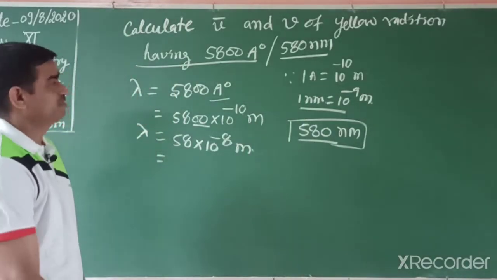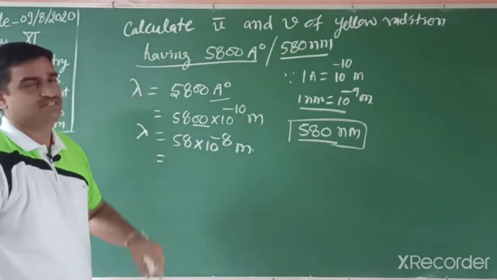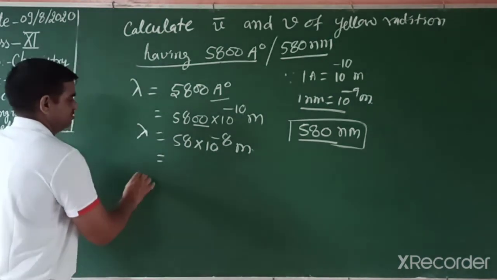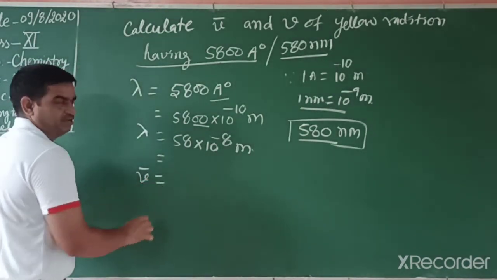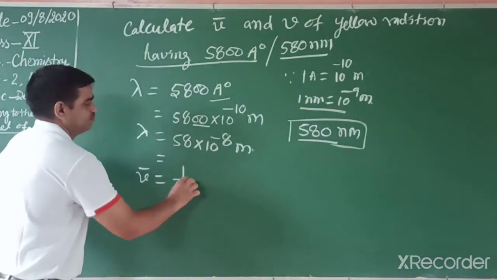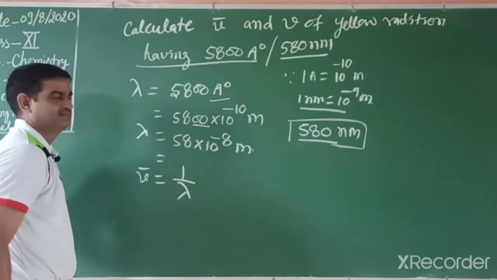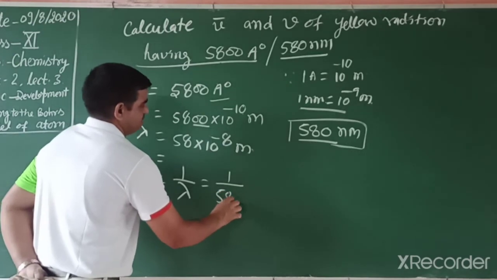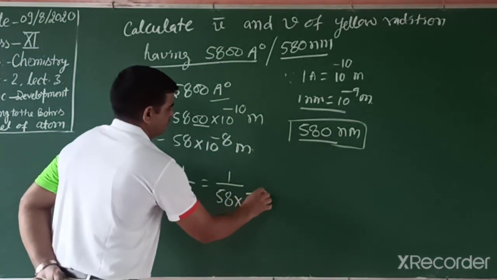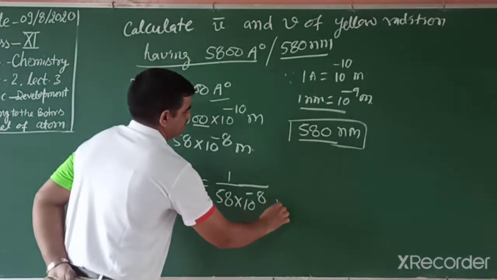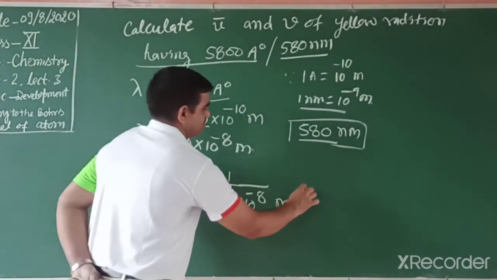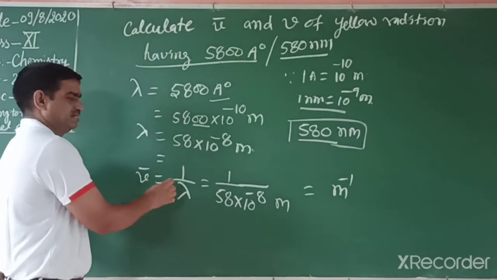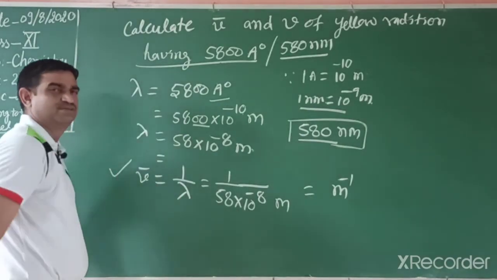So students, how can you remember? At first you know the formulas. The first formula is wave number. How can we find wave number? It is the reciprocal of wavelength. It means 1 by 58 into 10 to the power minus 8 meter. If you solve, the unit is meter inverse. When you solve, you get the wave number.